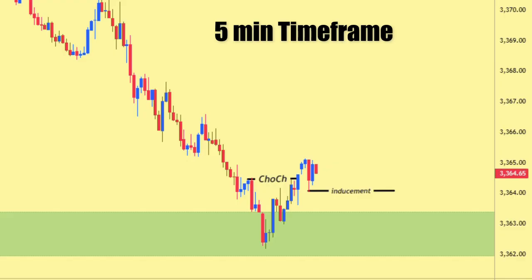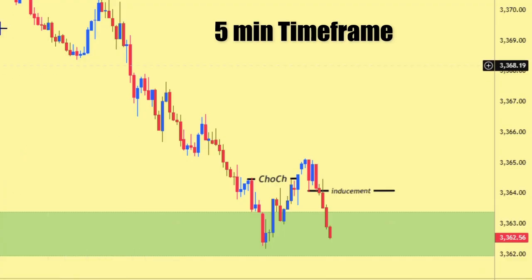Instead, price may push slightly lower, sweeping the short-term low. This creates liquidity by triggering stop losses from early entries. This sweep is not a sign of weakness. It is a liquidity collection phase. Minor inducement removes impatient traders before the real expansion begins. Understanding this prevents emotional exits and premature entries.